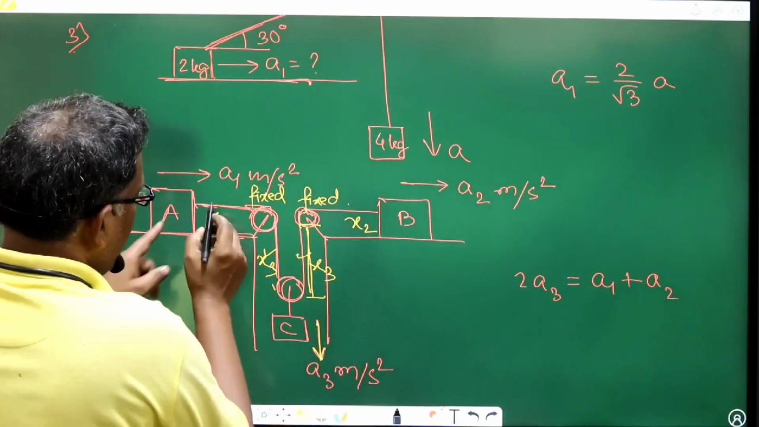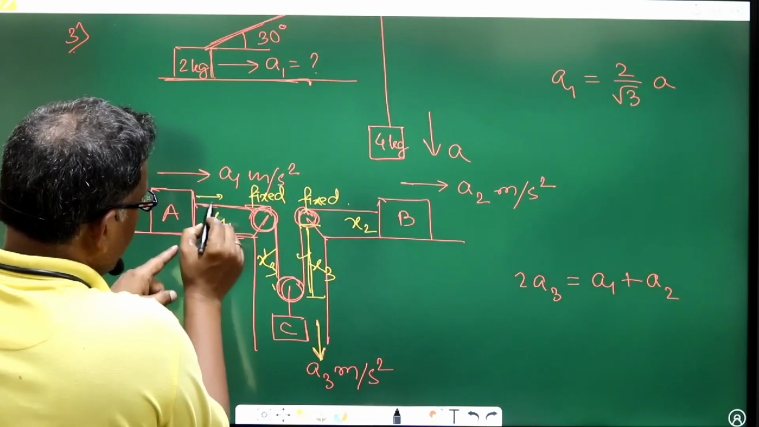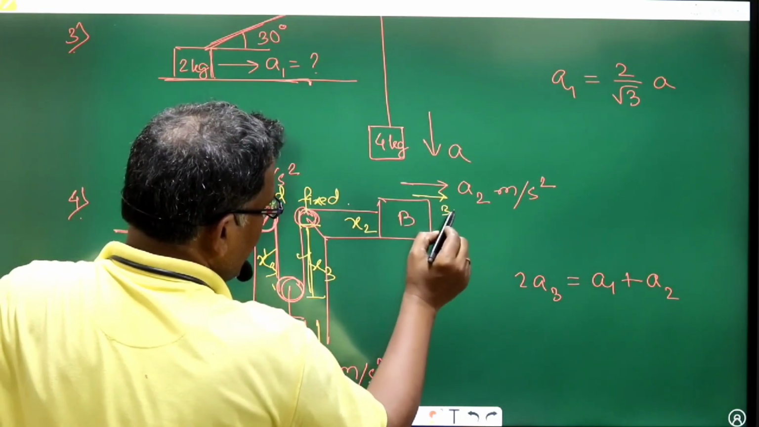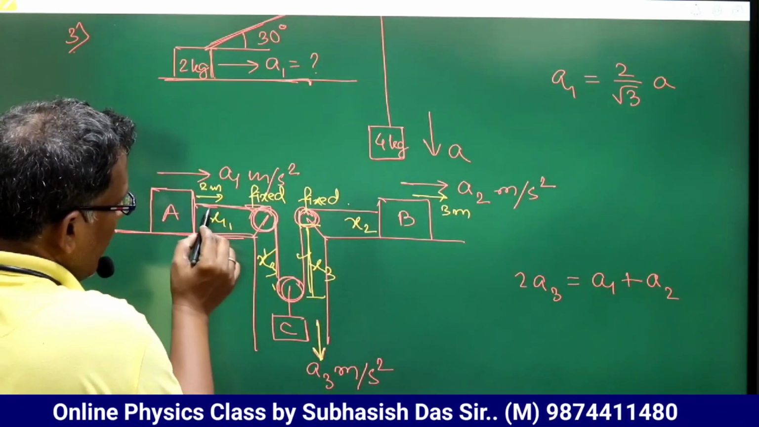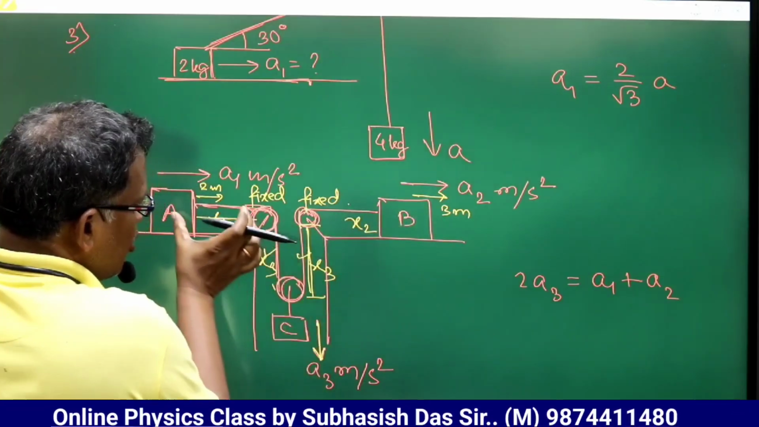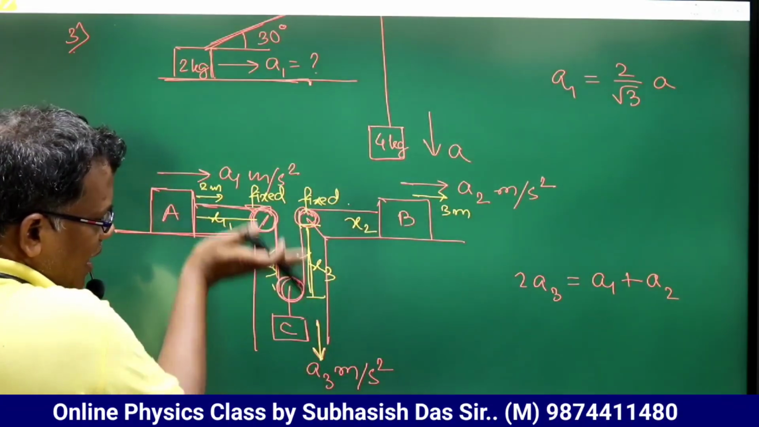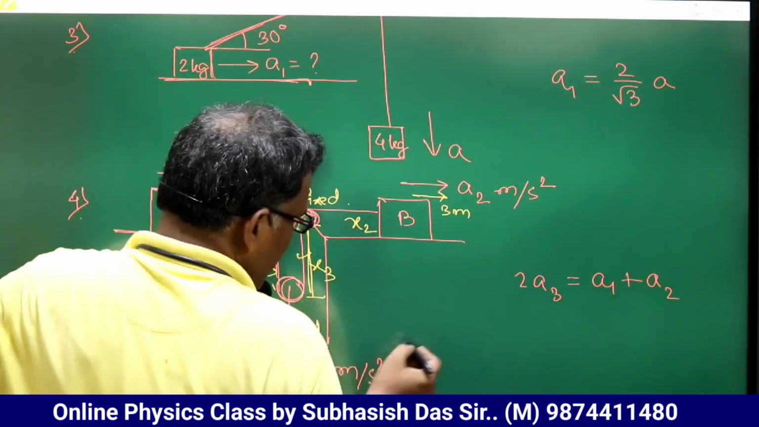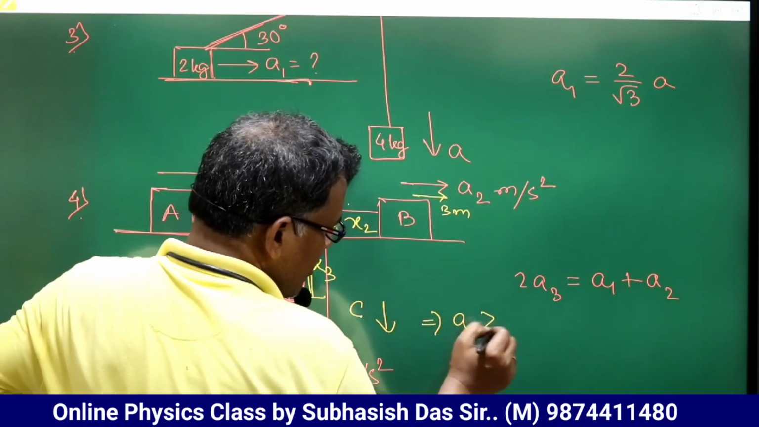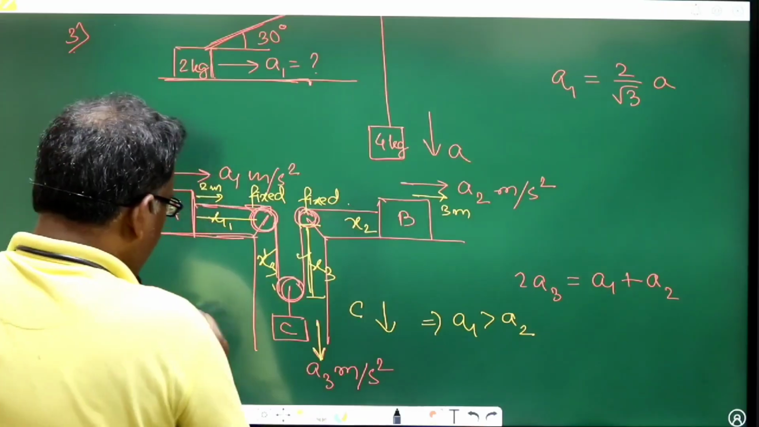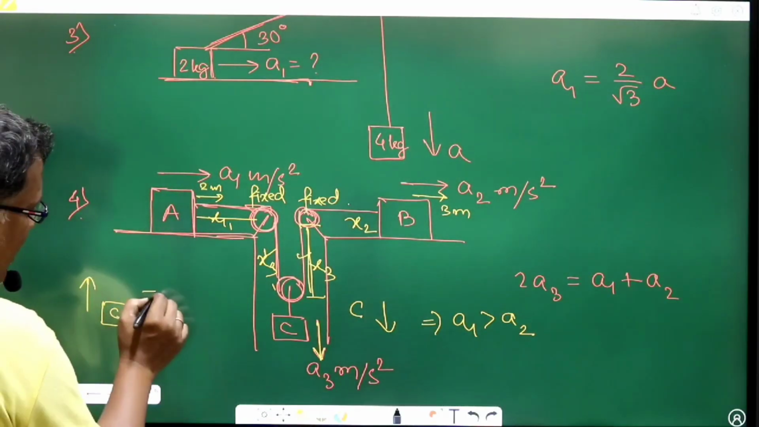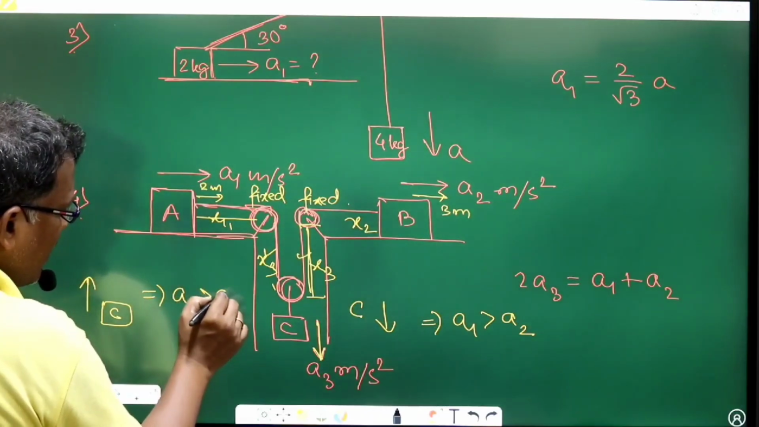How and why? Suppose in one time, this goes forward by, for example, 2 meters, and at the same time this goes by 3 meters. Then what will happen? If this side is decreasing by 2 meters, this side is increasing by 3 meters. So the gain is more than the loss. So here you should understand, C going downward is only possible if A1 is more than A2. Had C been going upward, then it would make sense that A2 is definitely greater than A1.